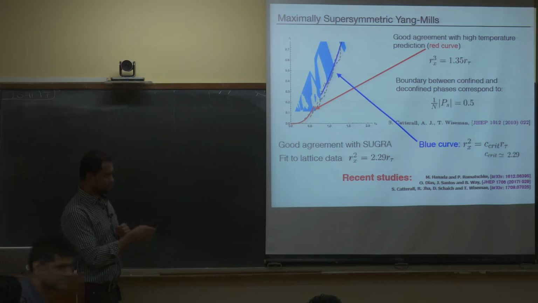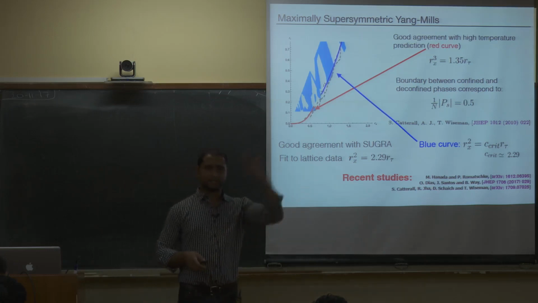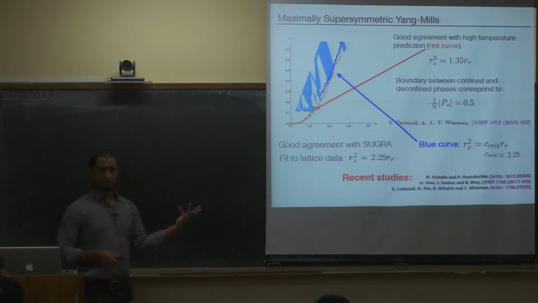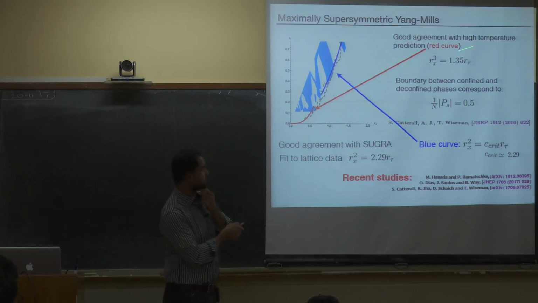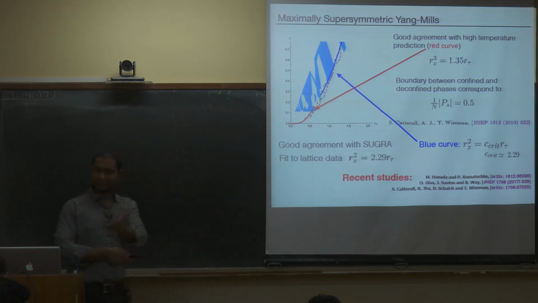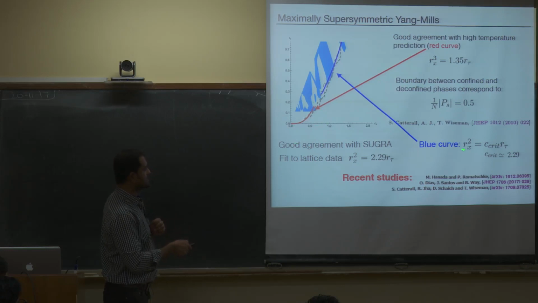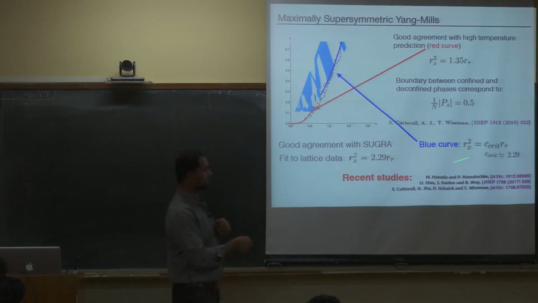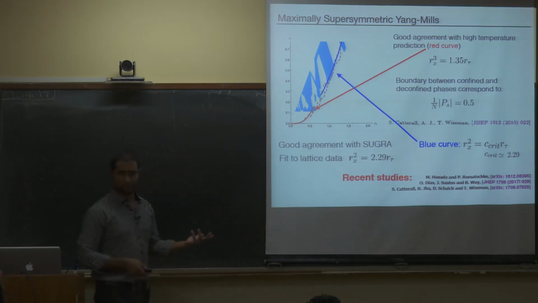At high temperature, the prediction is this: we take maximally supersymmetric Yang-Mills, dimensionally reduce it to 2 dimensions, and put it on a torus. There is a temporal direction and a spatial direction. At high temperature we have this prediction. Shiraz has also worked on these theories. This prediction is coming from lattice simulations. Here, R_x squared should go like a coefficient times r_tau, and this coefficient is not known.